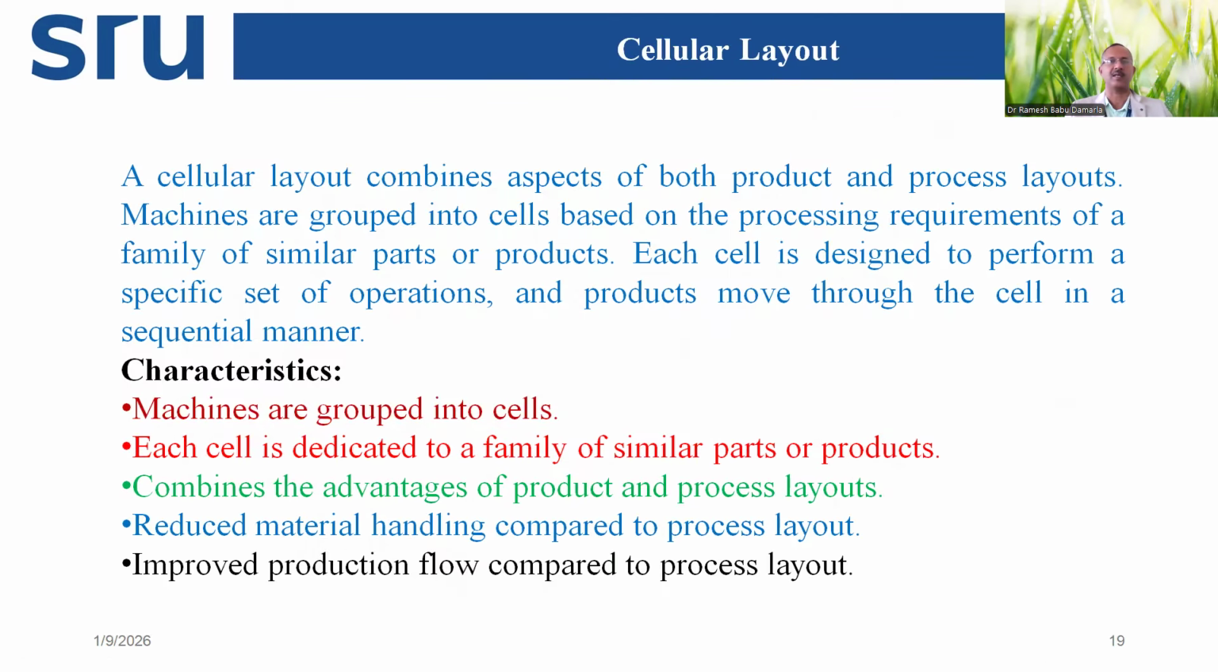Another kind of layout is called cellular layout. So cellular layout combines both the product and process layout aspects. Machines are grouped into cells based on the processing requirements of a family of similar parts or products. Each cell is designed to perform a specific set of operations, and products move through the cell in a sequential manner. The characteristics are machines are grouped into cells. Each cell is dedicated to a family of similar parts of products. It combines the advantages of product and process layouts. This helps in reduced material handling compared to process layout, improved production flow compared to process layout.